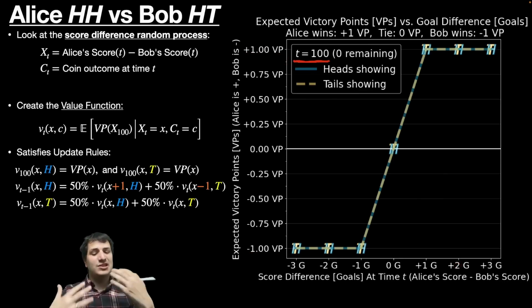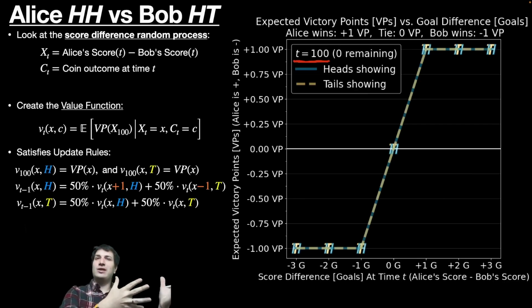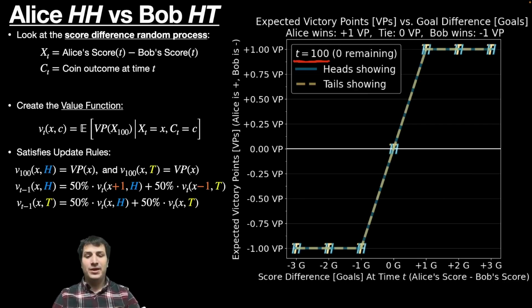And again, this expected value is really like the chance of Alice winning minus the chance of Bob winning. That's another way to think about it. But either way, it's the scale going from -1 to +1. And at t equals 100, like we have here in this very first plot, it is a very boring looking function. It's exactly the victory point function VP. And that is because t equals 100 is the end of the game.